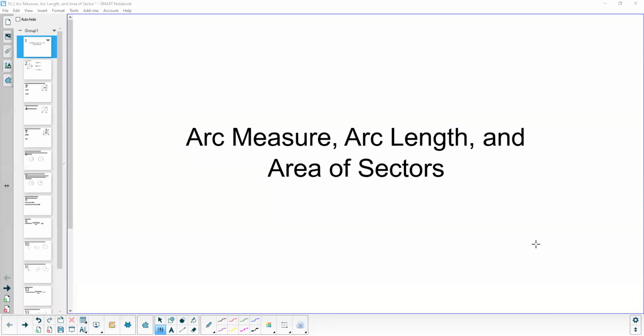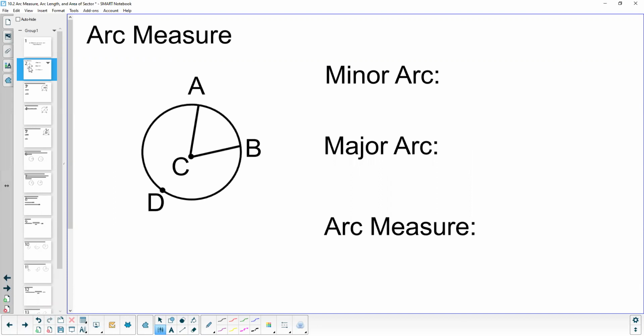Hi, this is Mrs. Kidman, and in this video, we are going to be discussing arc measure, arc length, and area of sectors. So all of this has to do with the arc measure of a circle.